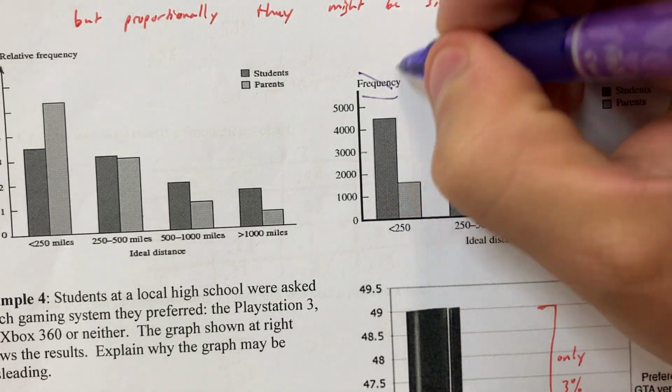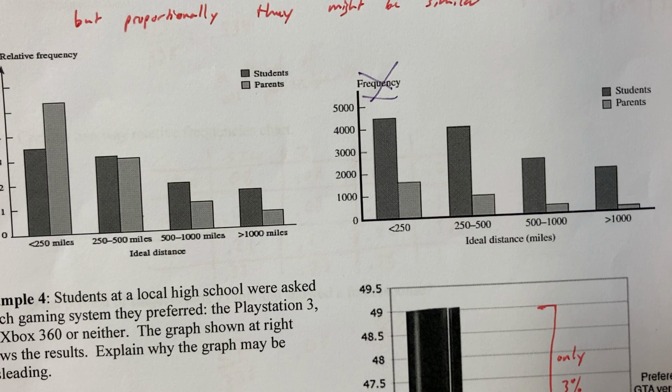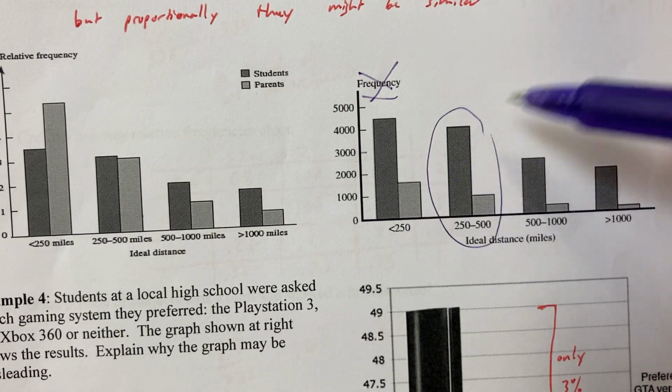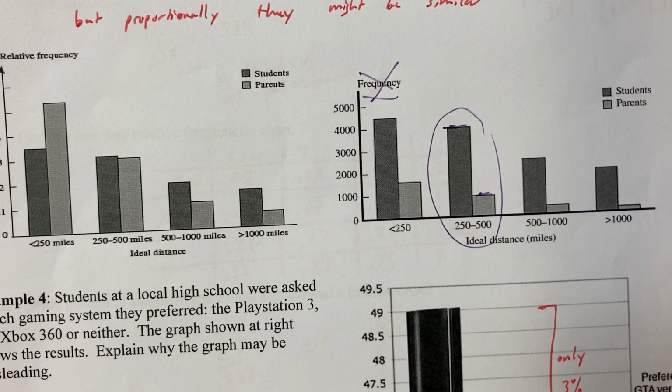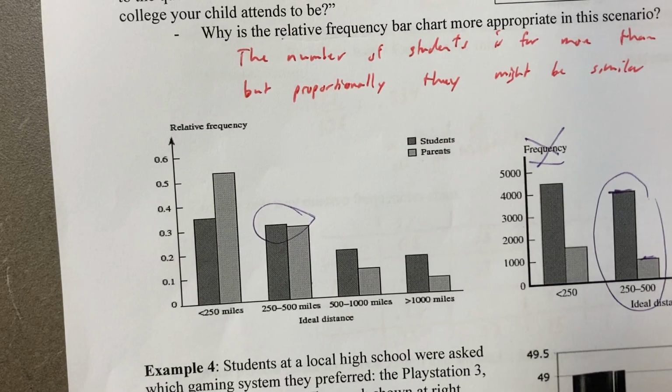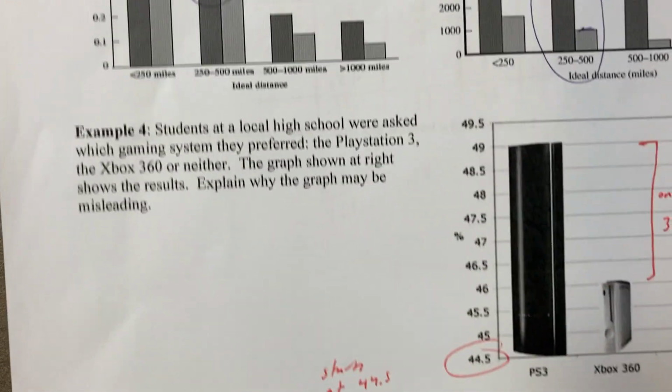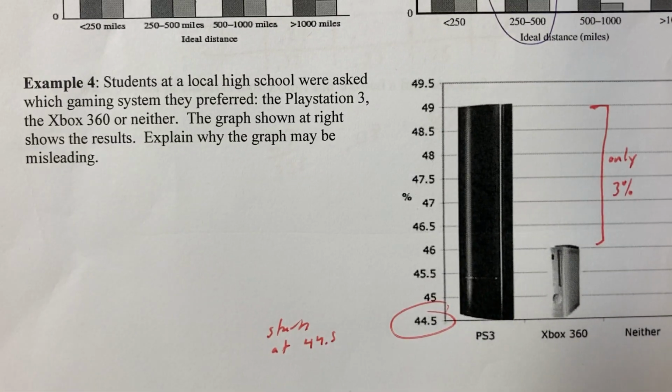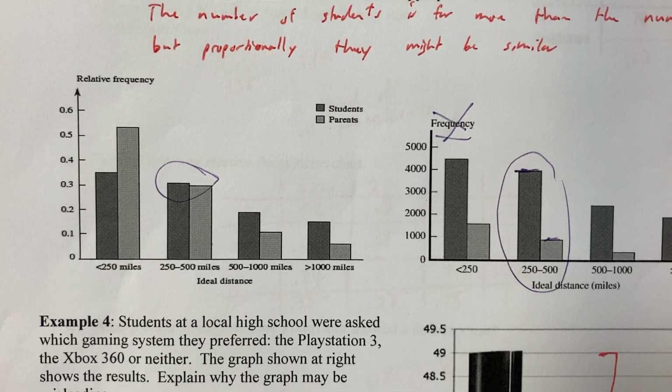So this one is bad. We don't want to use frequency. Because if you look here, this is way bigger than this. But if you look proportionally, they're about the same. So, rule of thumb here, comparative bar charts, when you're comparing two variables, you always want to use the proportion or the relative frequency. All right, example 4. So I would say pause, do example 4 on your own, read through it. And here we go, pause right now.